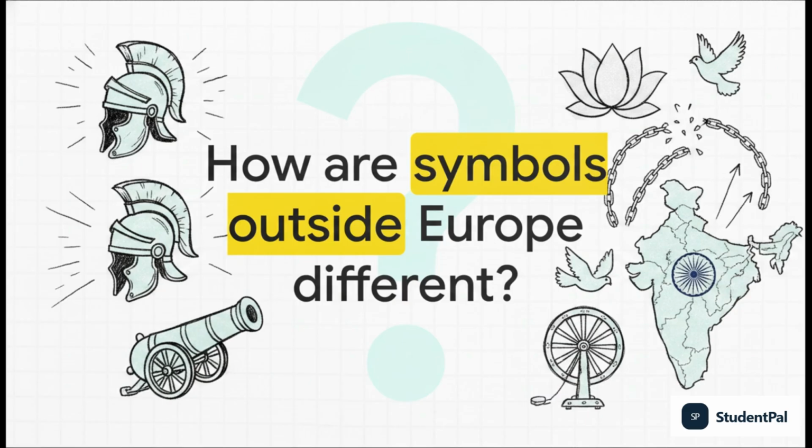Our symbols weren't about conquering other people. They were about uniting our own people against colonial domination to form an independent nation-state. And that incredible anti-imperial struggle? Well, that is exactly what you'll be diving into in the next chapter on nationalism in India.